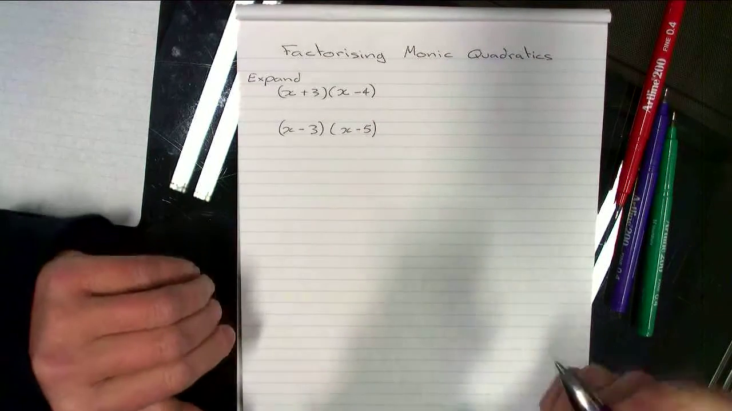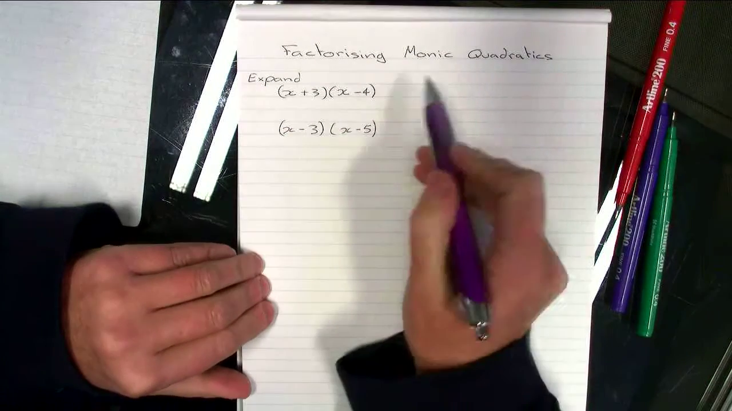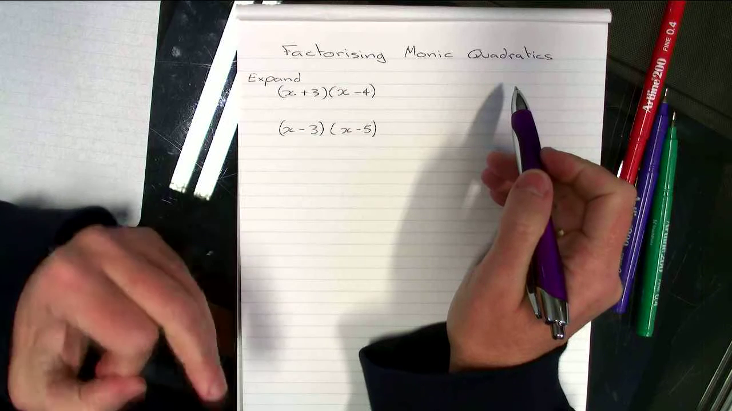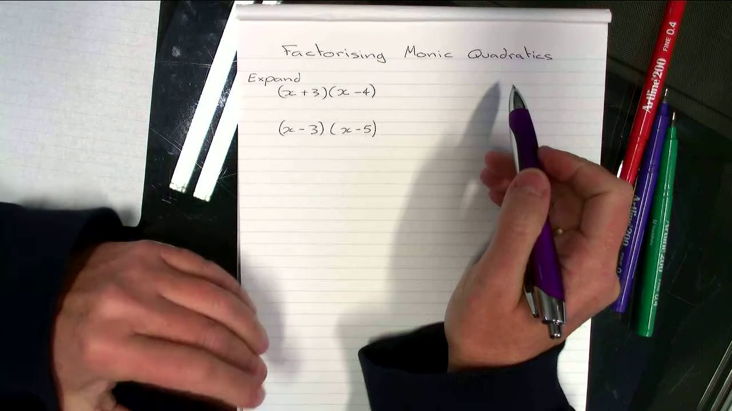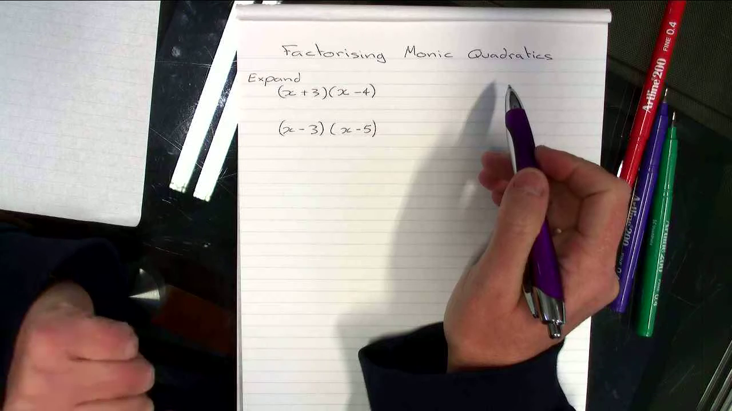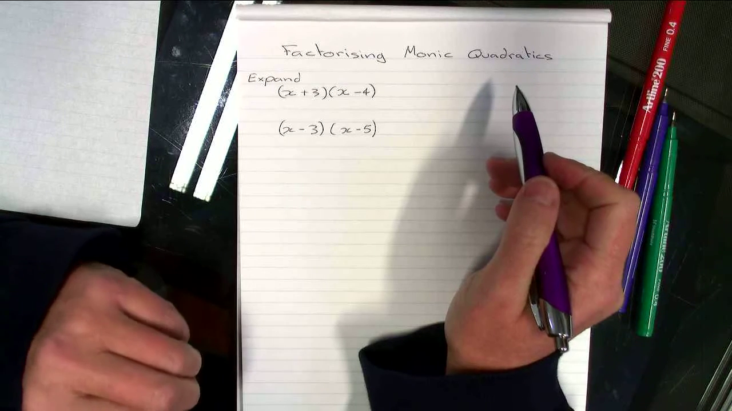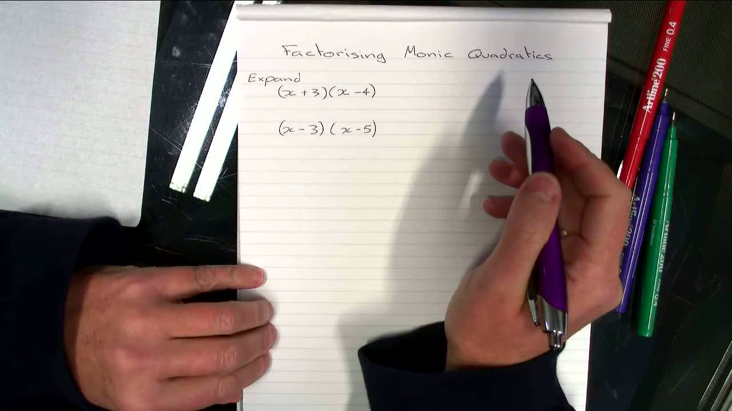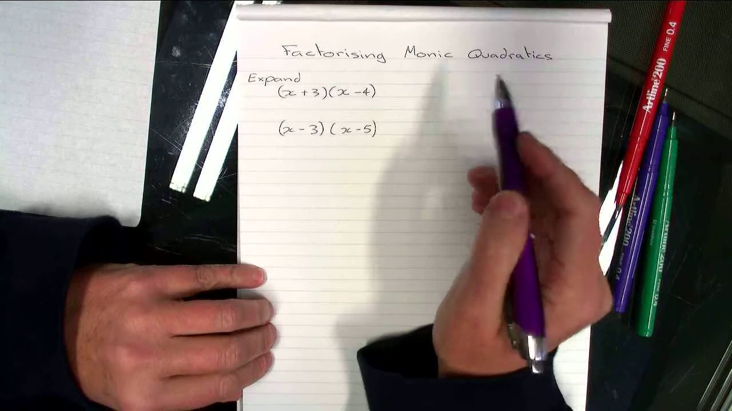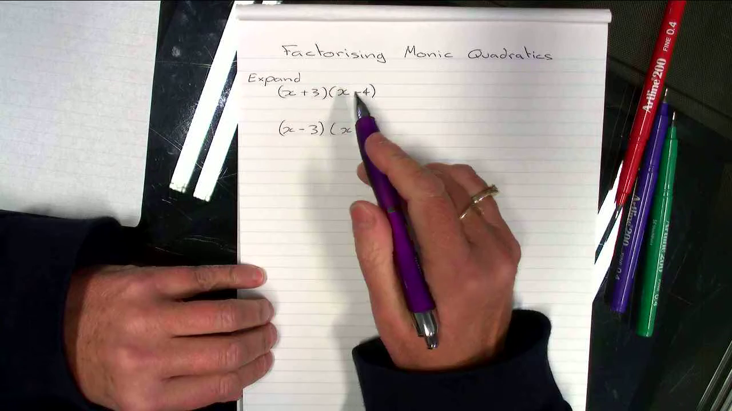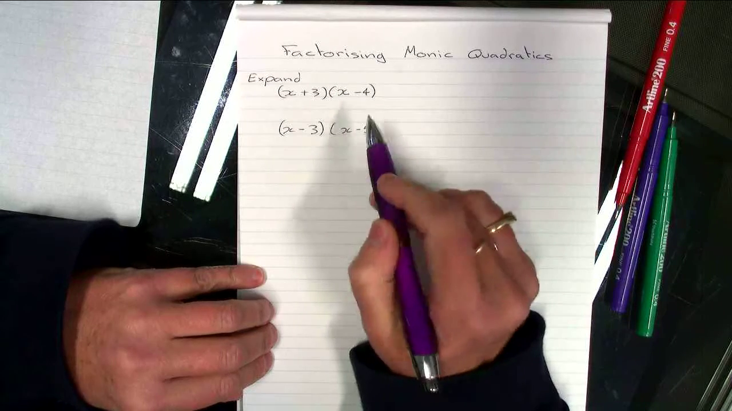So in this video I'm going to show you how to factorize monic quadratics, but unlike the previous video where all of our signs were positive, this time we're going to look at what happens when we have a few negative signs and how to tell what the signs are going to be when we factorize. So let's look at what happens when we expand our sets of brackets, which will give us an indication of what happens to the signs.